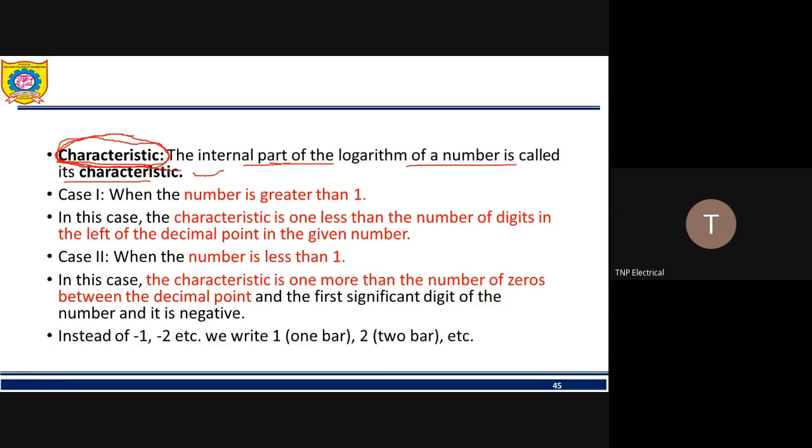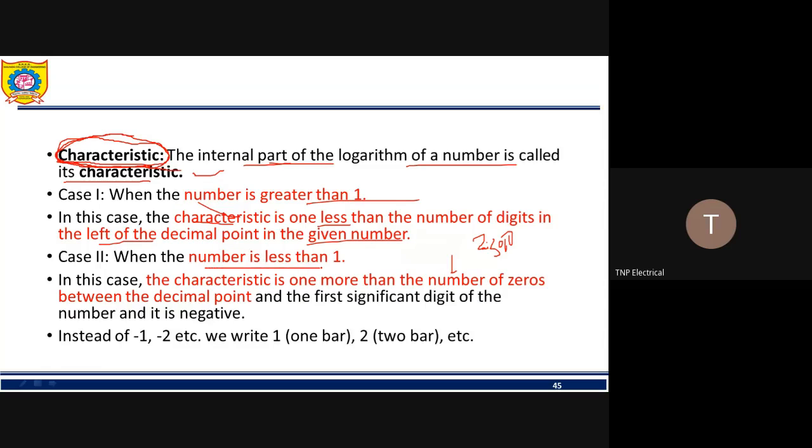So the first case is when the number is greater than 1, friend. Whatever the logarithm digit, it is greater than 1. So the characteristic is 1 less than the number of digits in the left of the decimal point in the given number. If suppose it is given 2.3010, here the left number is 2. So it is always 1 less than the number of digits in the left of the decimal point in the given number. So it is 2 minus 1, that will be 1.